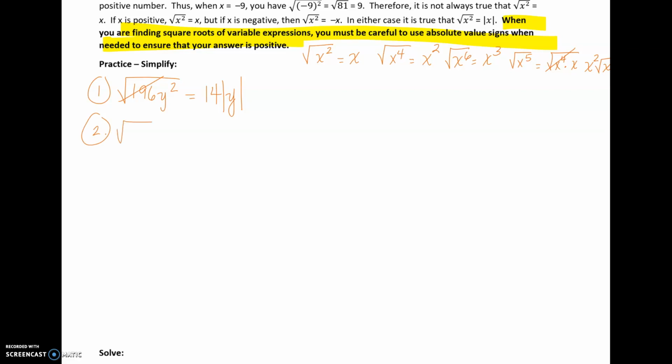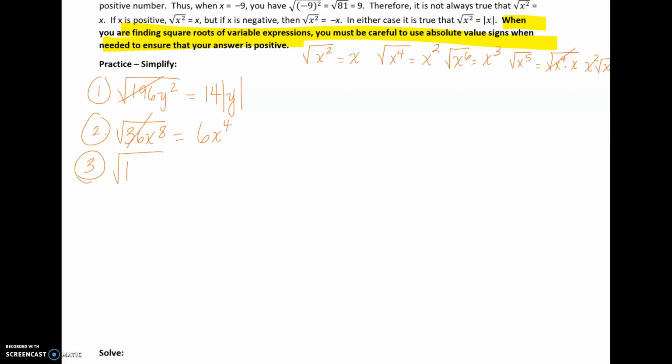So let's look at the next one, the square root of 36x to the 8th. I'm going to rewrite that. 36, is that a perfect square? Yes, it's 6. X to the 8th, it's a perfect square because half of 8 is 4. You see how the exponent is even? We don't need absolute value. So it's 6x to the 4th.